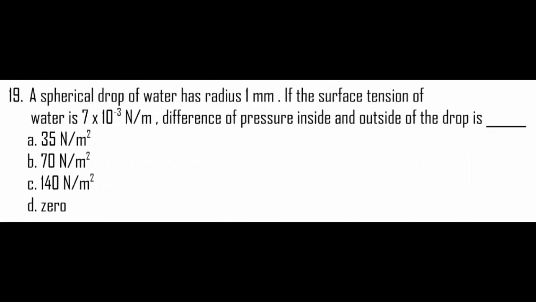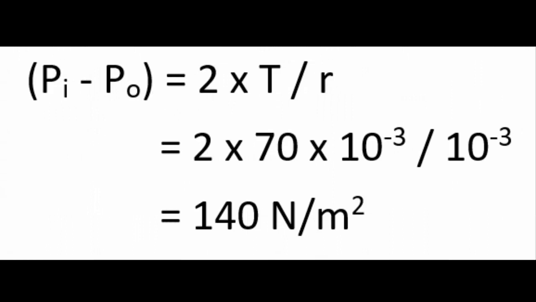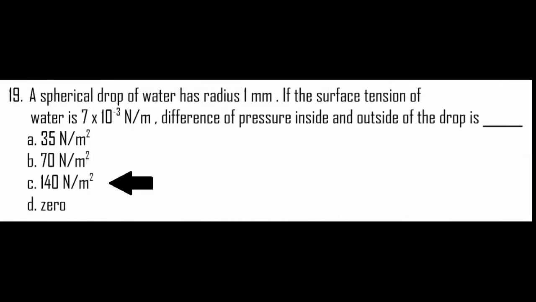Question number 19. A spherical drop of water has a radius 1 millimeter. If the surface tension of water is 17 into 10 raised to minus 3 Newton per meter, difference of pressure inside and outside of the drop is. Now students, just now we talked about the excess pressure inside a liquid drop. That is P inside minus P outside. It is 2T upon R, where T is surface tension and R is the radius of the drop. Substituting the values, the answer is 140 Newton per meter square.